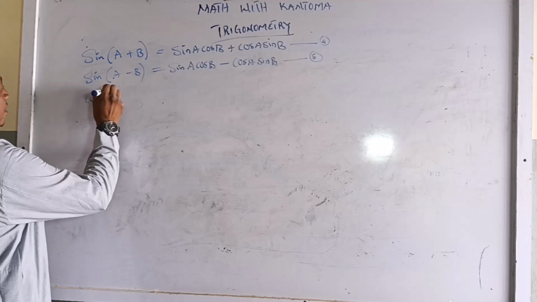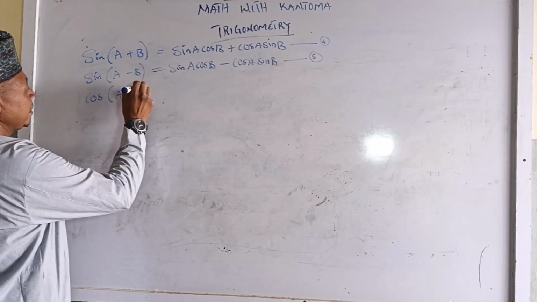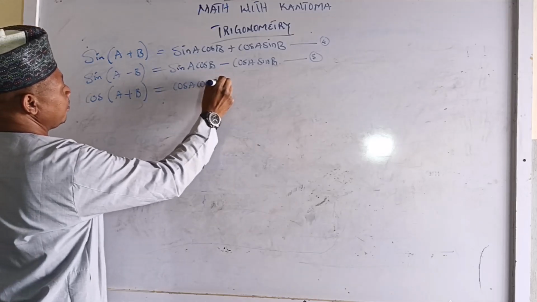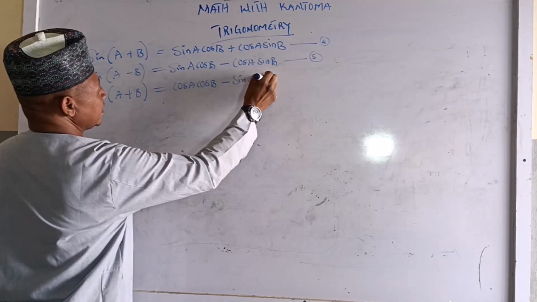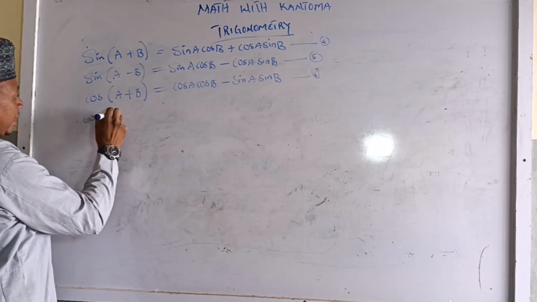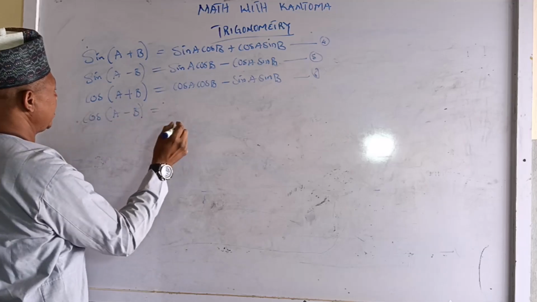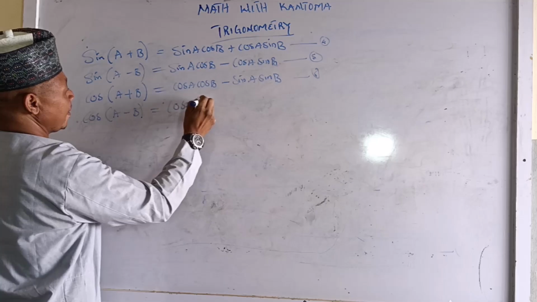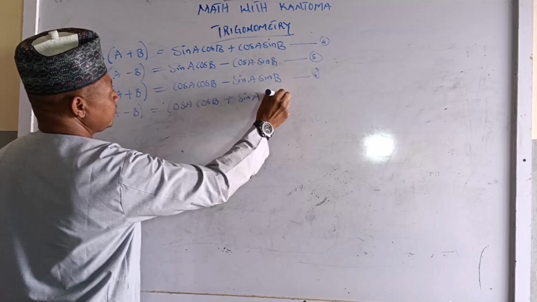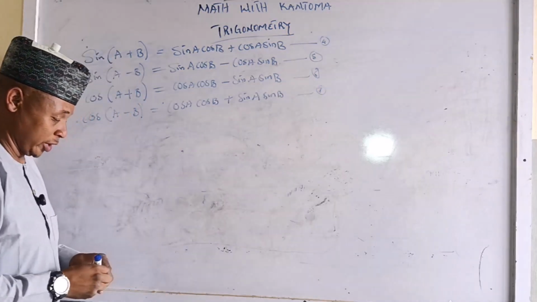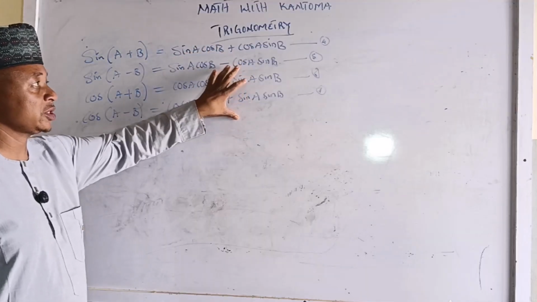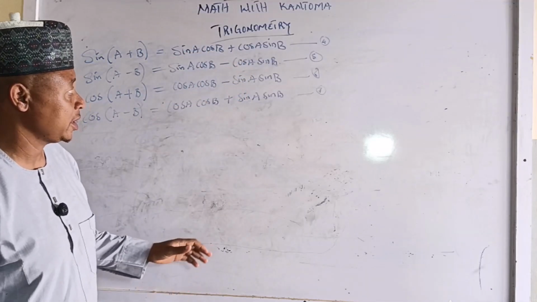Again, for cosine, cos (A plus B) is the same thing as cos A cos B minus sin A sin B. Let's say this is equation 6. And cos (A minus B) is the same thing as cos A cos B plus sin A sin B. Let's say this is equation 7. In our next class, I'll prove how we arrive at these formulas. But for now, we're going to use these formulas to derive other formulas.